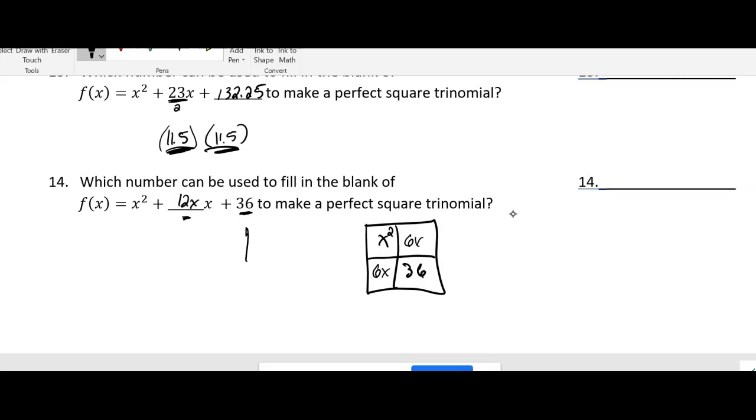So what he walked us through is he knew he had to square something to get 36, and that was 6. So that's how he knew that both of these needed to be 6s. And since there's 2 of them, he multiplied by 2. That's where his 12 is going to come from. All right, yeah, that's perfect. All right, good.